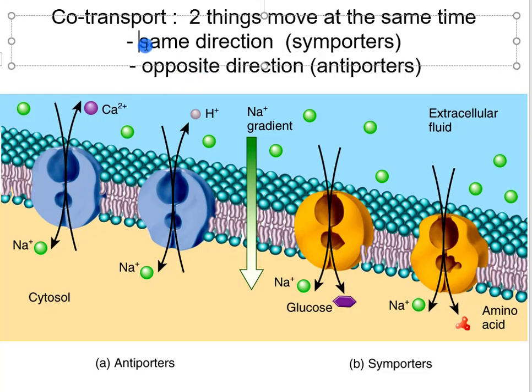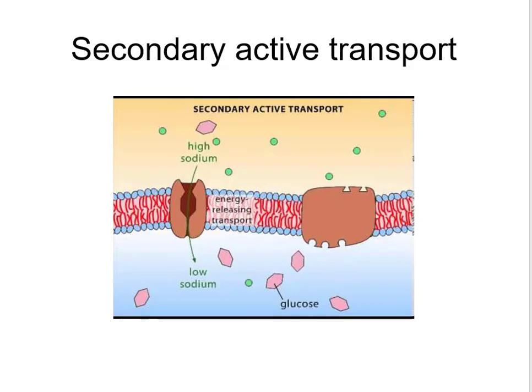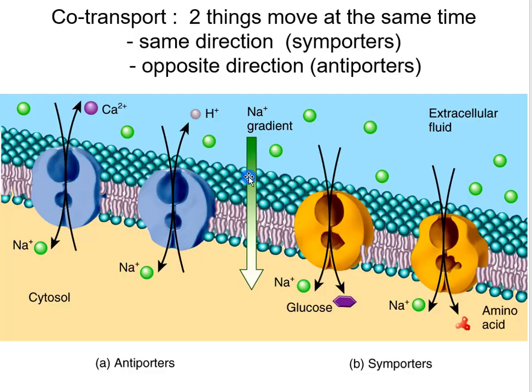And if things move in the same direction, then we describe that as a symporter. This would be a symporter because sodium is going from outside to inside and glucose is also going from outside to inside. They're both going the same direction, therefore this is a symporter. And what are antiporters? Antiporters are when things move in opposite directions. And so this thing here is an antiporter because we're watching sodium come from outside to inside, whereas calcium goes from inside to outside. And so they're both moving at the same time, but in opposite directions.